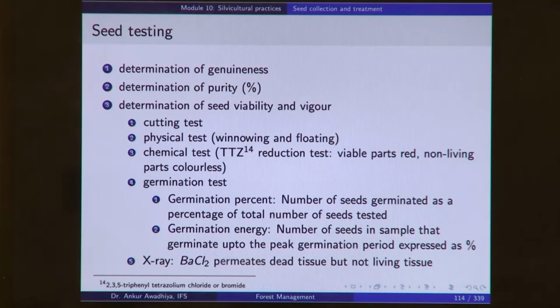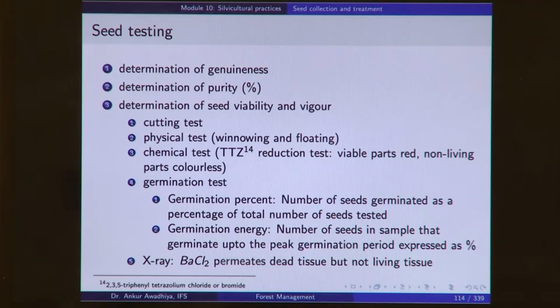Now, for seed testing, we require information about the determination of genuineness, determination of purity, and determination of seed viability and vigor. Vigor is the rate at which these seeds will actually grow into plants. These are determined by cutting tests, physical tests such as winnowing and floating, and chemical tests such as the TTZ, or triphenyl tetrazolium chloride or bromide, reduction test. The viable parts are stained red, and non-living parts become colorless. So, if you have a seed that looks colorless throughout, it means that it has already died.